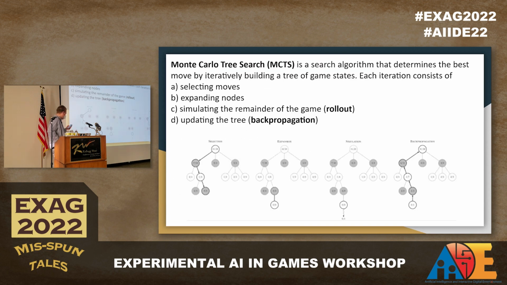So we've talked about this, and I think everyone's pretty familiar with it. Monte Carlo Tree Search: the search algorithm determines the best move by iteratively building a tree of game states. Each iteration consists of selecting nodes, expanding nodes, simulating the remainder of the game (the rollout), and updating the tree, or backpropagation. MCTS is shown to be an effective algorithm for strategy and board games. So my intent is to create a framework for TAS creators to develop game-specific modules which define the search space and allow the underlying MCTS algorithm to run in BizHawk, rather than needing to reverse engineer and port the game logic to some kind of external tool.